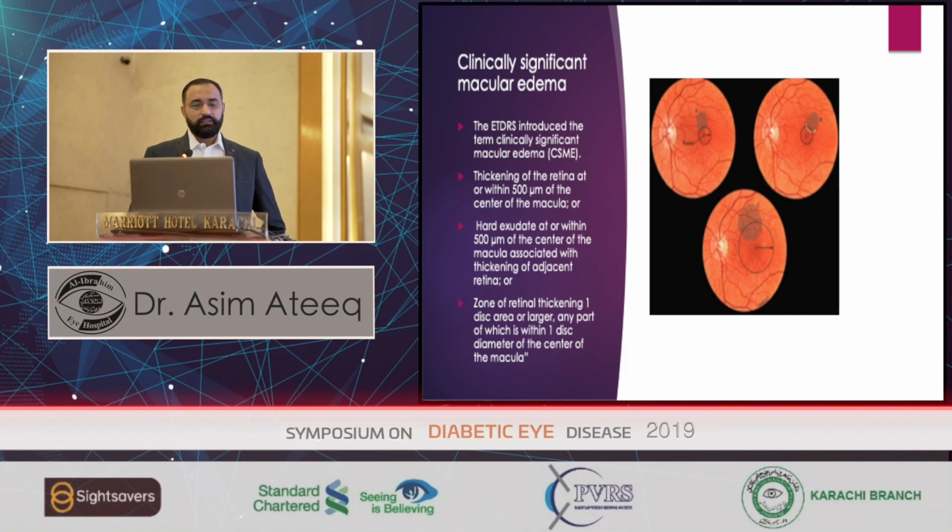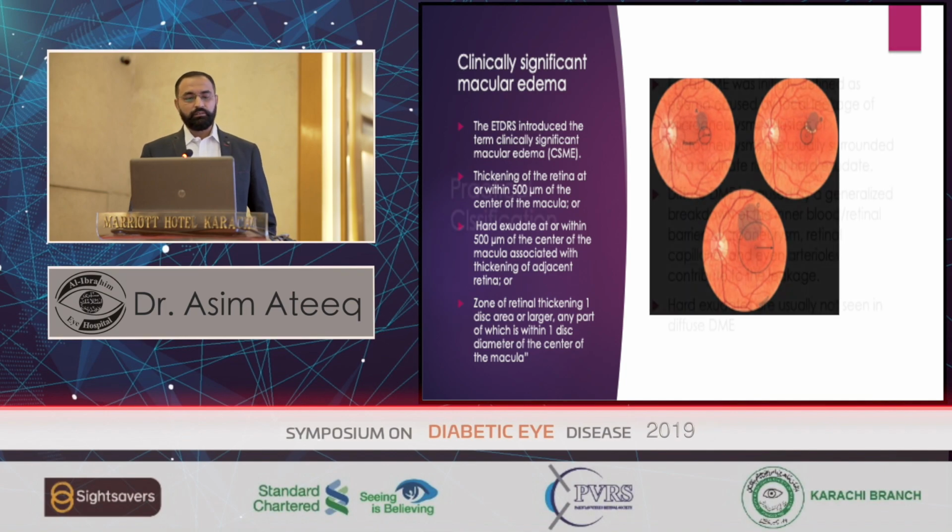If you see thickening of the retina at or within 500 micrometers of the center of the macula, or hard exudate at or within 500 micrometers of the center of the macula associated with thickening of adjacent retina, or a zone of retinal thickening one disc area or larger, any part of which is within one disc diameter of the center of the macula. Anything you see, you can say this is clinically significant macular edema. You don't need an instrument to prove it. You can go ahead and start your treatment according to the guidelines and protocols.